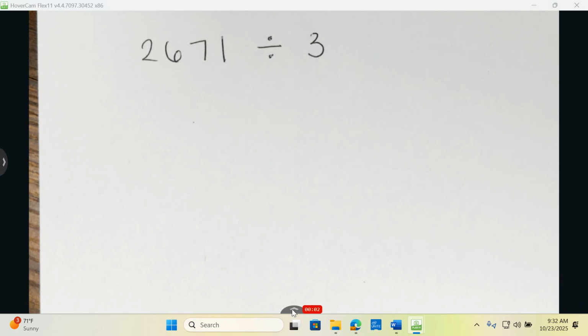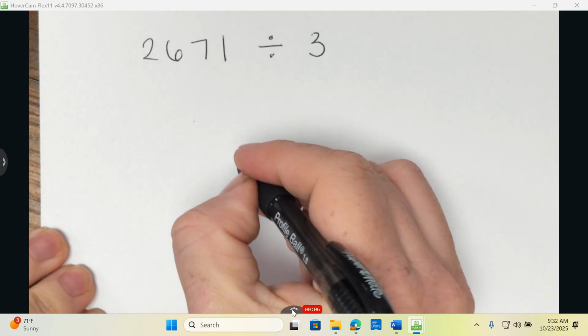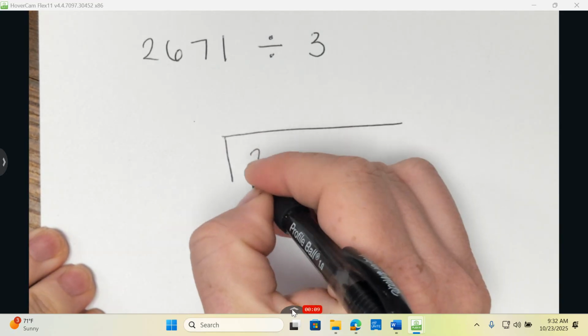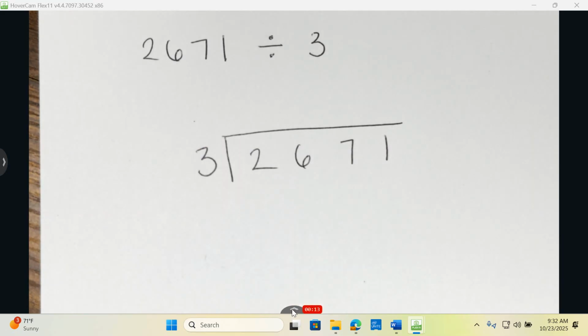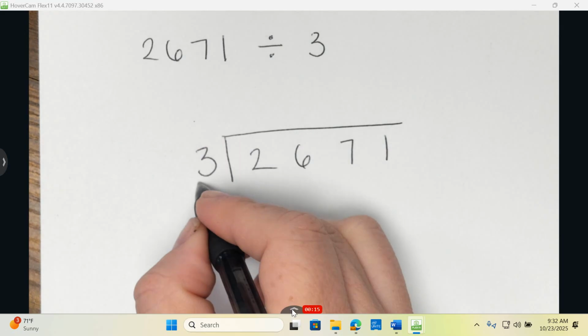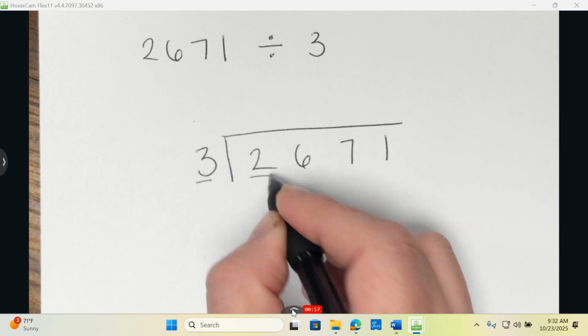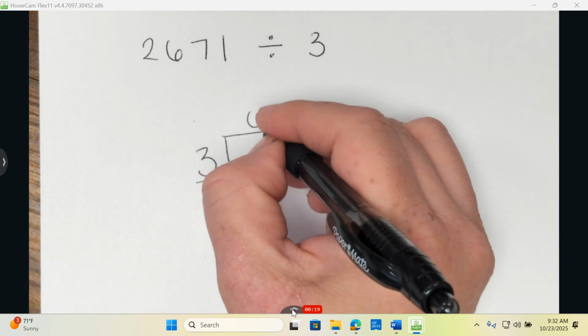So we're going to talk about how 3rd and 4th grade math leads into today's polynomial long division. Inside I have 2671. Outside is a 3. How do we do long division? We ask ourselves, does 3 divide into 2? No, 3 is greater than 2. I'm going to put a 0 up top.